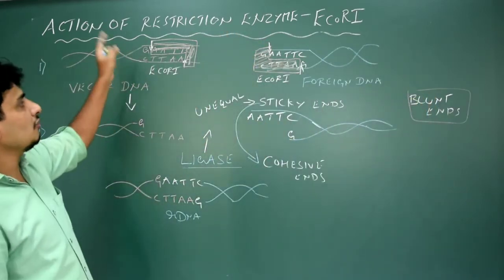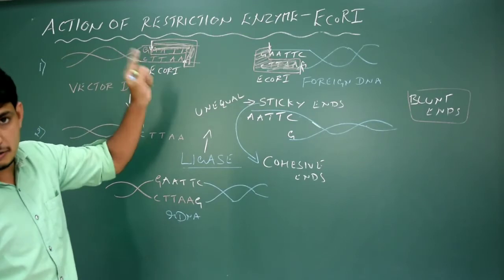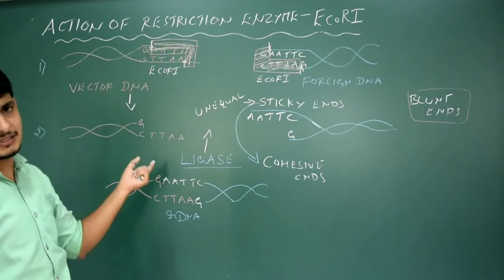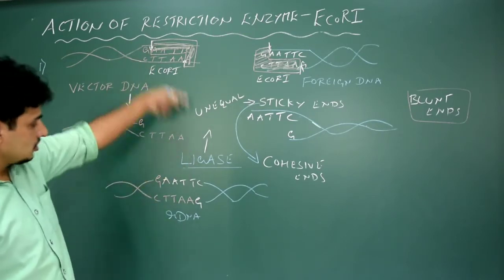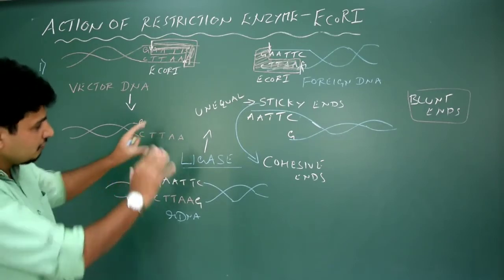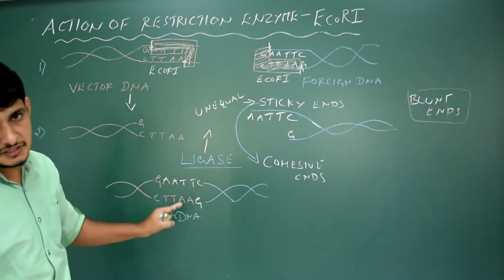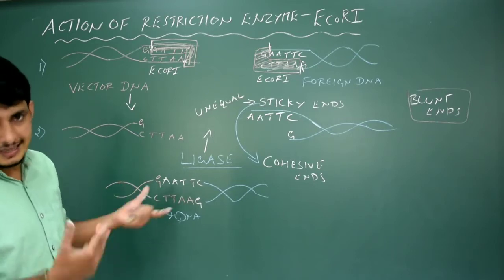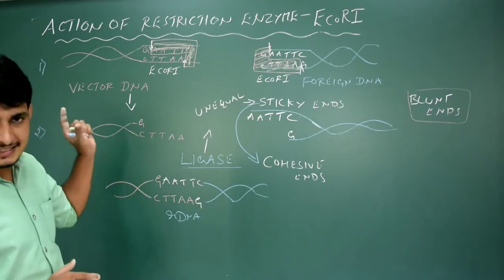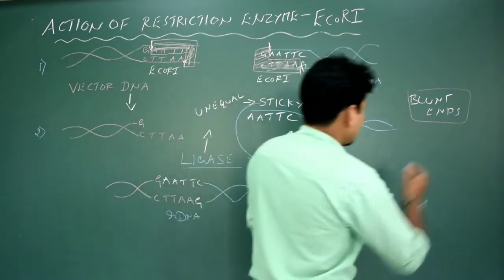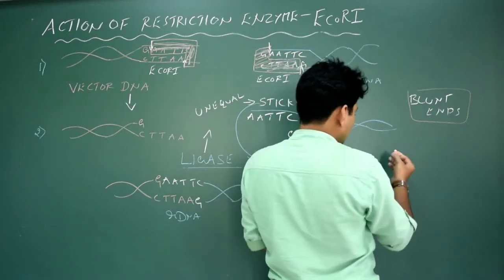You get this question: Explain the action of restriction enzyme EcoR1. Very important. Even the same question was asked earlier in the board examination. You need to draw this diagram, with a bit of explanation, in the schematic representation itself. No need of extra information. Only simple, easy. Okay, now we talk about the blunt end.